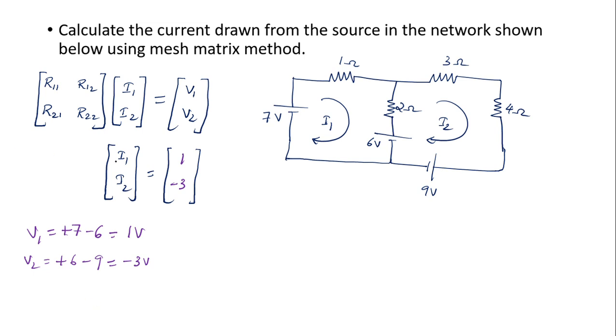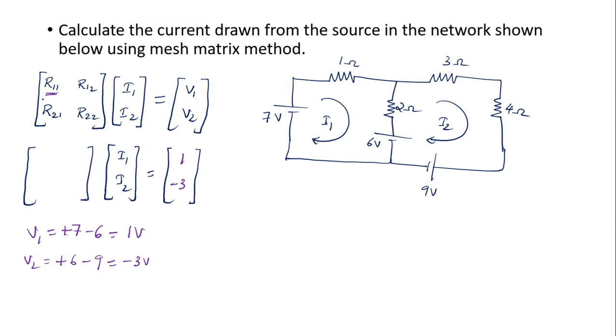So you have I1, I2 and you have V1, V2. V1 and V2 we have filled out. I1, I2 are the values that you need to find out. Next we are going to fill the matrix, that is the resistance matrix. So for the resistance matrix there is a specialty. You can see the terms R11, R22.